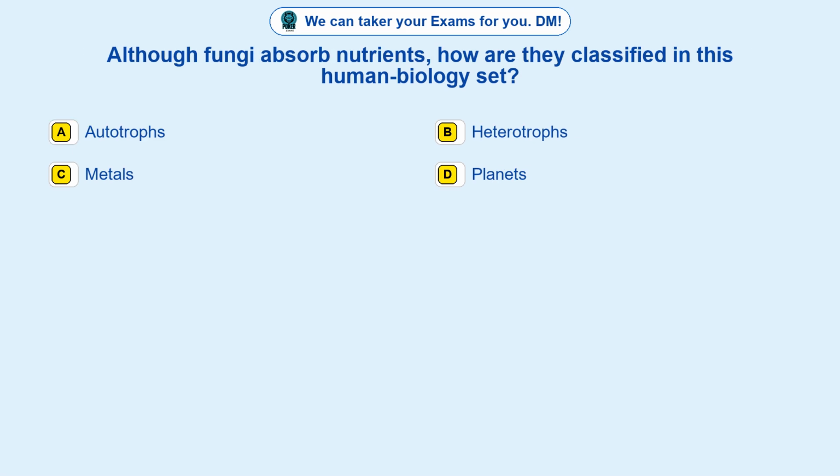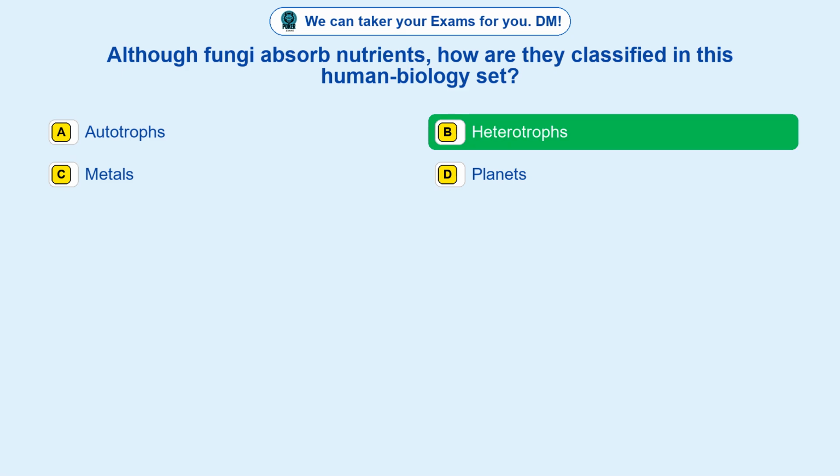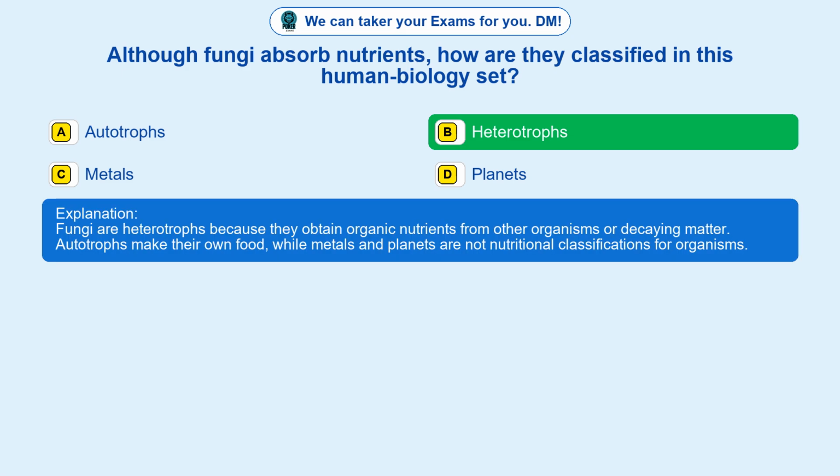Question 21. Although fungi absorb nutrients, how are they classified in this human biology set? Option A. Autotrophs. Option B. Heterotrophs. Option C. Metals. Option D. Planets. The correct answer is option B. Heterotrophs. Fungi are heterotrophs because they obtain organic nutrients from other organisms or decaying matter. Autotrophs make their own food, while metals and planets are not nutritional classifications for organisms.